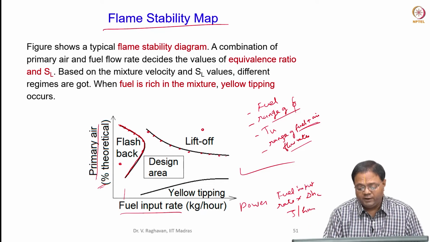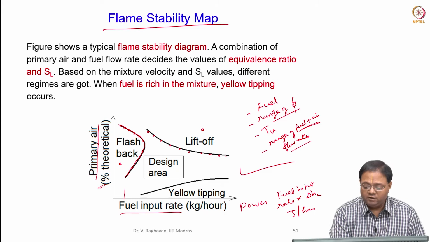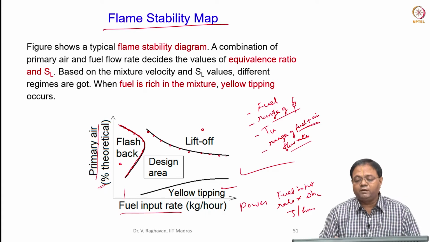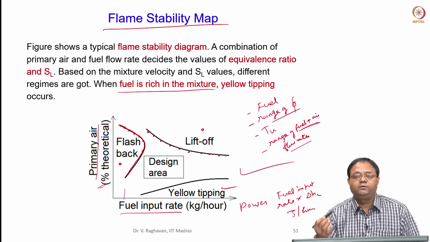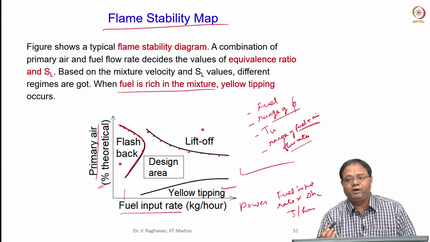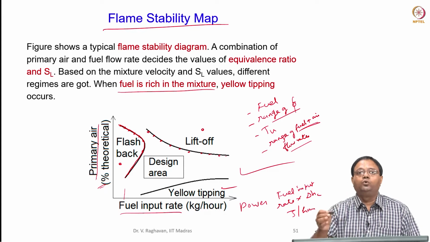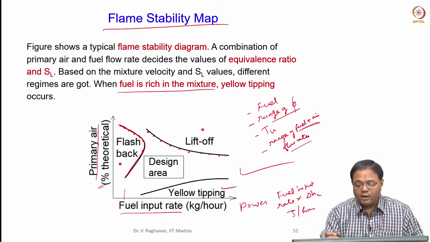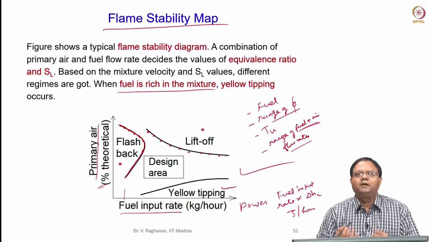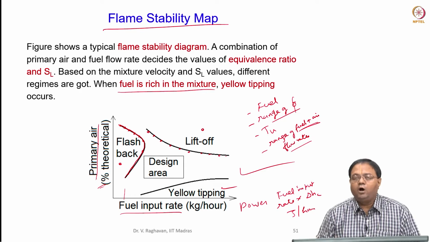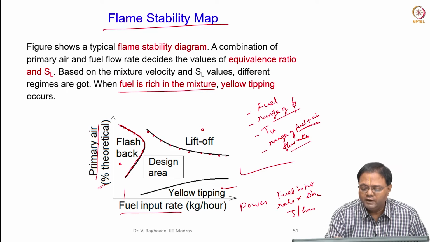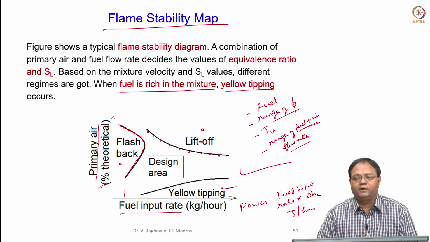Similarly, when I don't provide enough air, then yellow tipping will occur. Yellow tipping will occur in a fuel rich mixture, when you increase the phi value, equivalence ratio value, say 2.2, 2.5, etc. Yellow tipping indicates that there is a probability of incomplete combustion, because some CO can be released or soot can be formed in some fuels and so on. In some fuels, not in all fuels, it will occur.